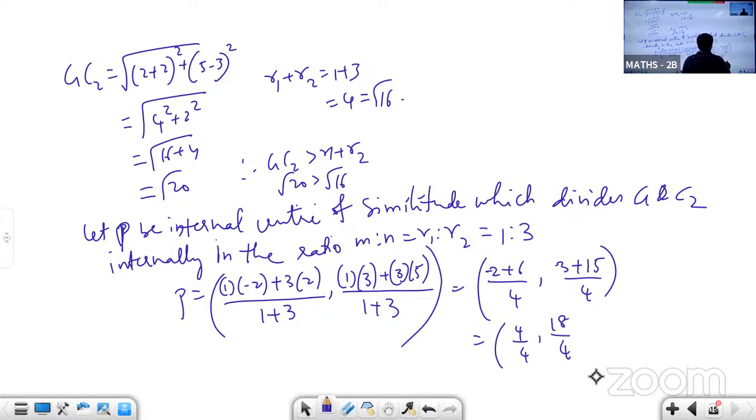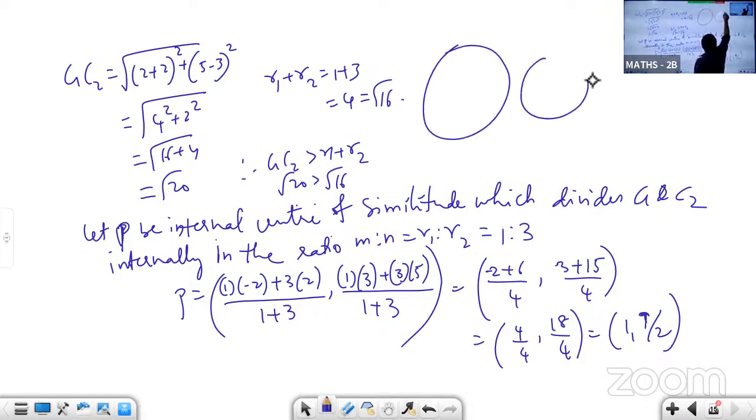18 by 4, which is nothing but (1, 9/2). Again, here I am drawing the figure. You can have a look. So this is your internal center of similitude. This point I got as (1, 9/2). Now I know the point.